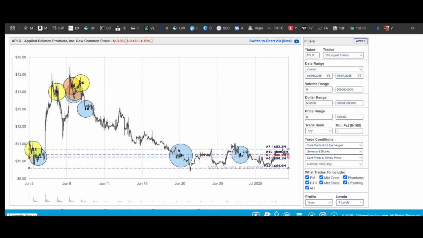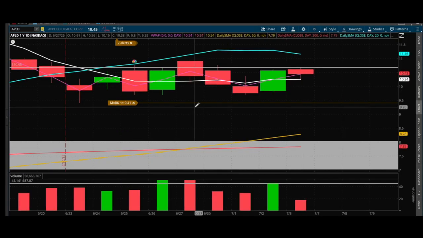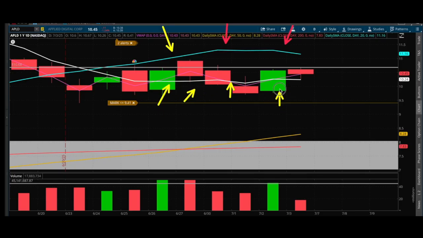If you want this name to push higher, for me, the first level is $12.50. Up until then, you can see the short moving averages, the 20-day, this blue line on my chart, and the 5-day, this gray line on my chart. They're both moving sideways, and I think it can do that.